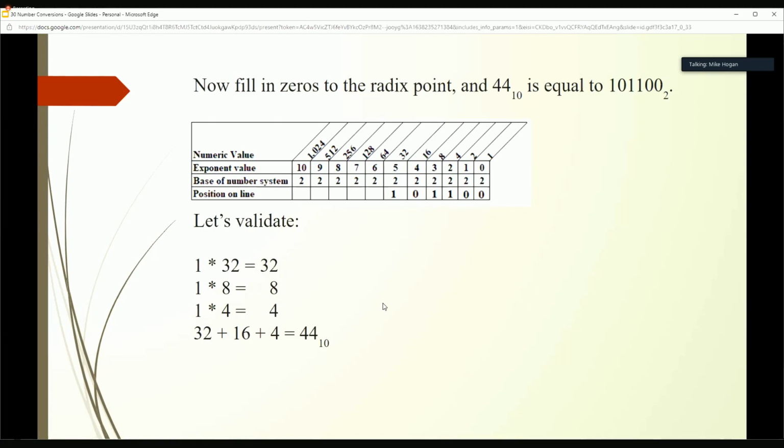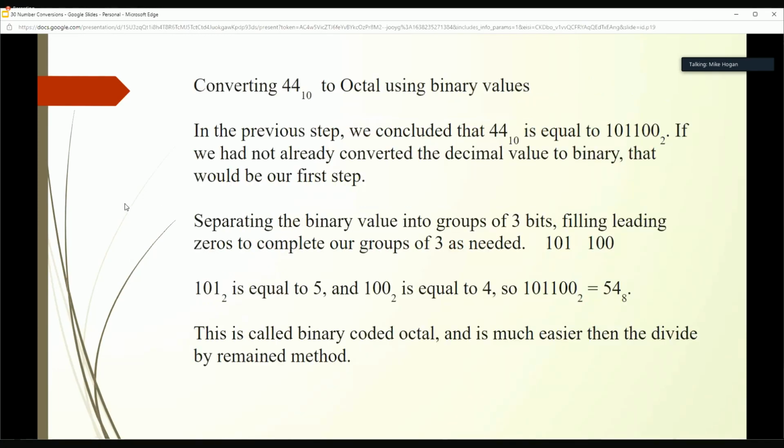The great thing about these number conversions is you can always check them. You can always go back and do the math and make sure that they convert one way and back the other. If you convert 44 in decimal to binary, and then you go back and add the weights and it doesn't add up, something's wrong. You made a mistake somewhere. So there's a good way to check it.